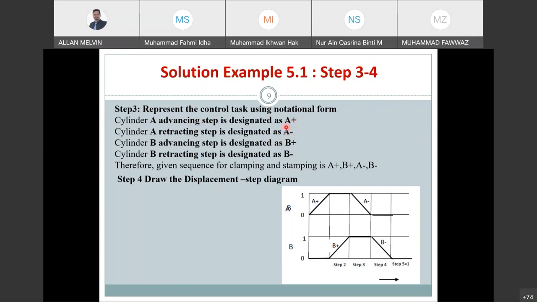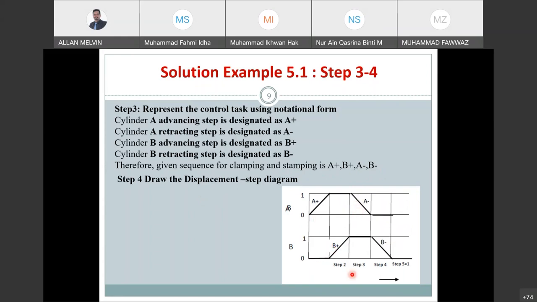So this A plus, A minus, B plus, B minus. If you have cylinder C, C plus, C minus, all that we call the notational form. Okay, so you assign this in step 3. For this sequence, clamping and stamping, it's A plus, B plus, A minus, B minus. Once you settle this, you draw the displacement step diagram.